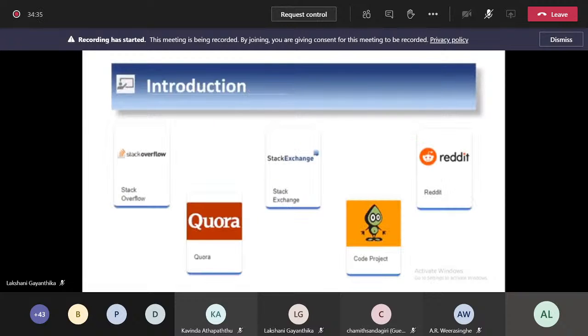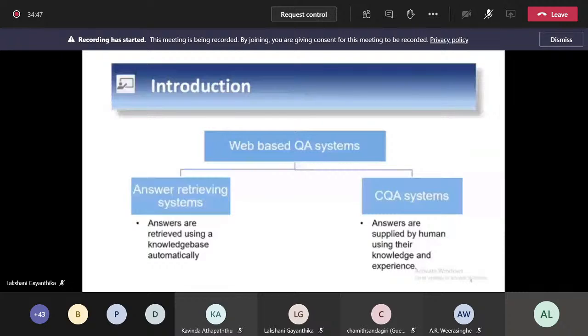In our day-to-day life, we have seen many web-based question answering systems like this. If we deeply go through these systems, we can see two main categorizations of them. This chart shows the categorization according to the way that they generate answers. The first one is answer retrieving systems, where answers are retrieved using a knowledge base automatically. The other one is CQA systems, where answers are supplied by humans using their knowledge and experience.